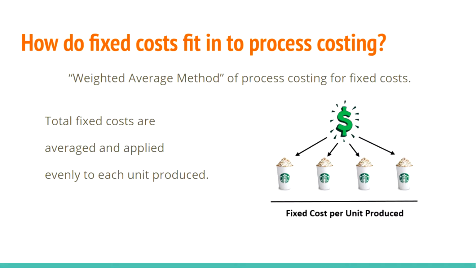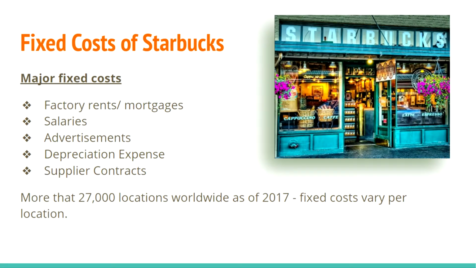Now, when it comes to fixed costs in process costing, the weighted average method of process costing is often used for fixed costs, as the fixed costs are averaged and applied evenly to each unit produced. When this applies to Starbucks, there are many major fixed costs, like any company, such as the factory, the rents and the mortgages for the many different buildings they have, and the salaries for their employees, advertisements, depreciation expense, and supplier contracts. And of course, they have more than 27,000 locations worldwide as of 2017.